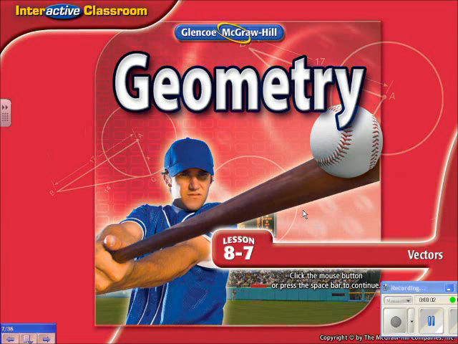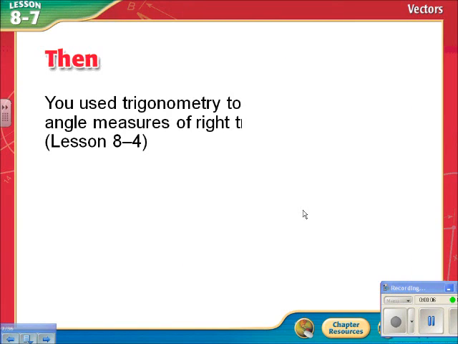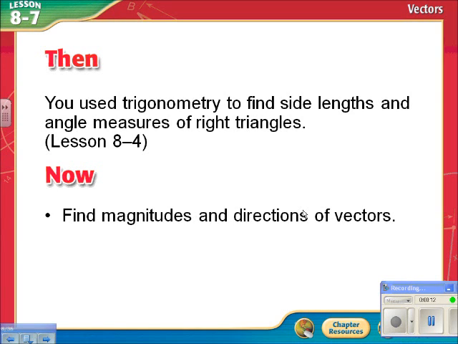Okay, this is the lesson for section 8-7, which is on vectors. So you've already used trigonometry to find side lengths and angle measures of right triangles. Now you're going to find magnitudes and directions of vectors, and you're going to add and subtract vectors. You may have already heard about vectors in your science class.